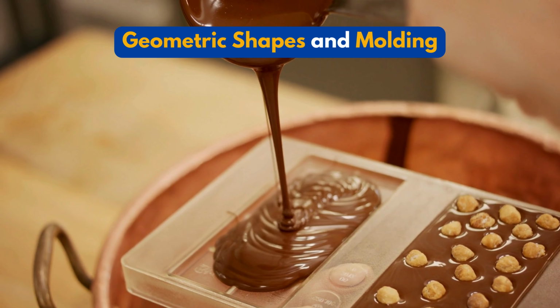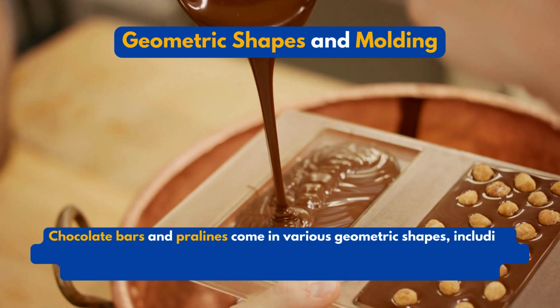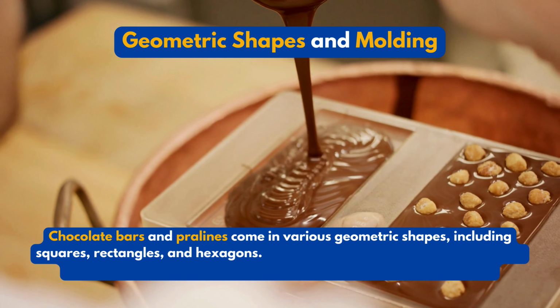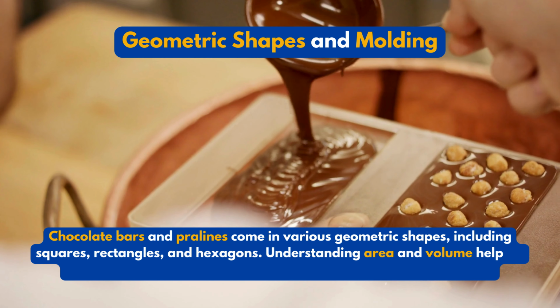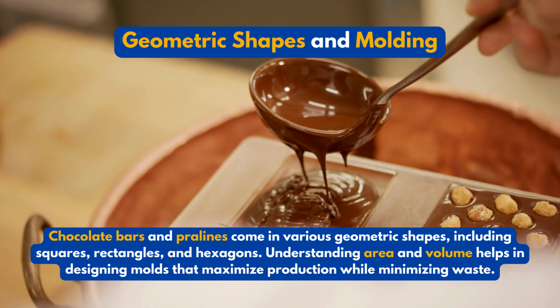Geometric shapes and molding. Chocolate bars and pralines come in various geometric shapes, including squares, rectangles, and hexagons. Understanding area and volume helps in designing molds that maximize production while minimizing waste.